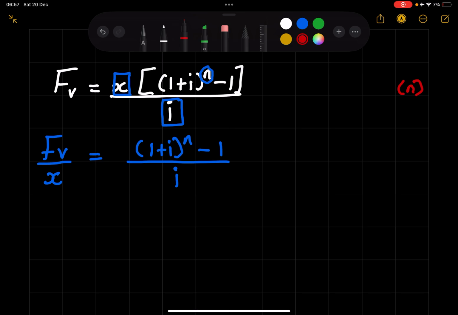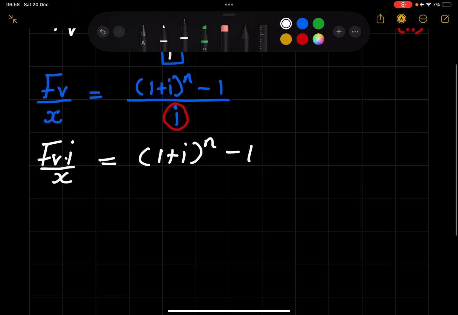Then now I need to remove the I. The I is dividing on the right. It has to multiply on the left. So I'm going to have FV I over x is equal to 1 plus I to the power of n minus 1. So we removed the I, which was dividing on the right, by multiplying it on the left.